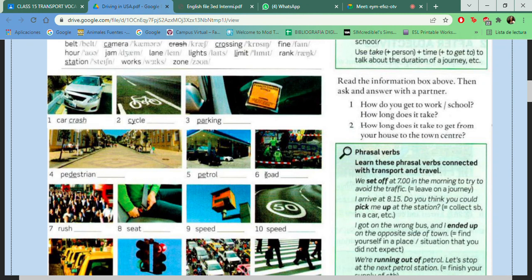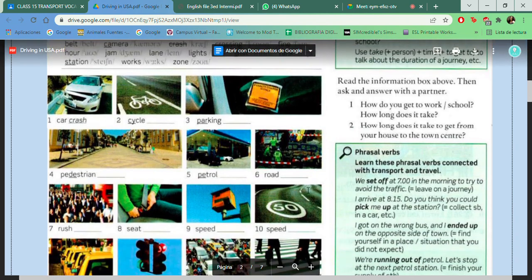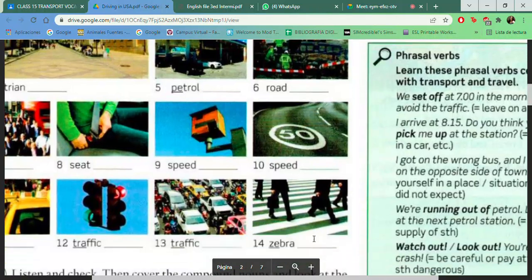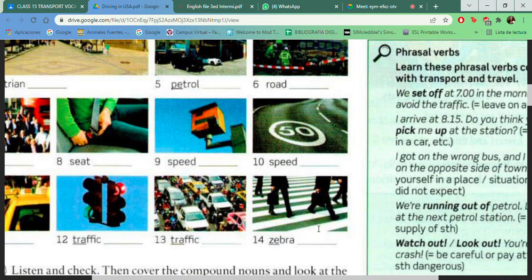Seatbelt. Seatbelt. Number 9, they are watching you with this. So it's a speed camera. Speed camera. Yes, they are watching your speed and checking that you are following the law. Excellent. It's a bit old. Sorry? The photograph, the picture is old. Yes, it's really old. I know.